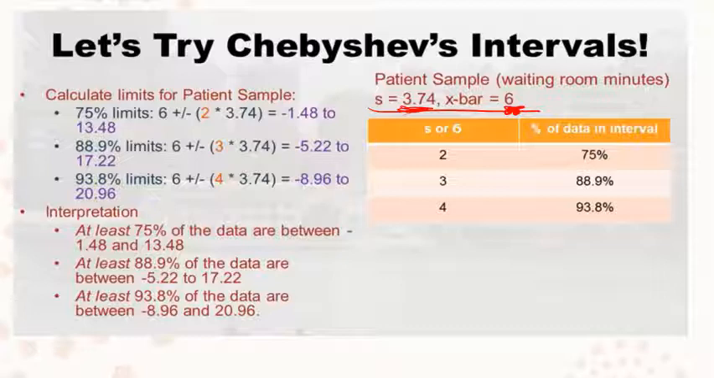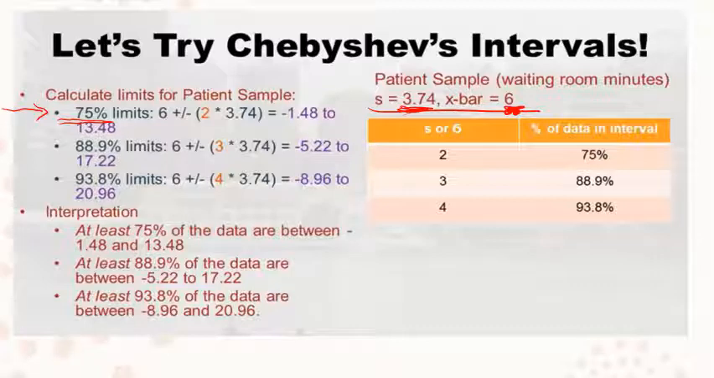Let's say we were going to use 2 Ks, or 2 standard deviations. So let's look over here. We already know this is going to be a 75% limit, because if we use 2, we get 75%. That means 75% of the data falls between your lower and upper limits. What does that even mean? Well, let's figure out what your upper and lower limits would be.